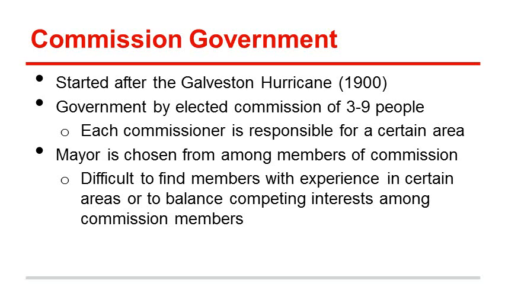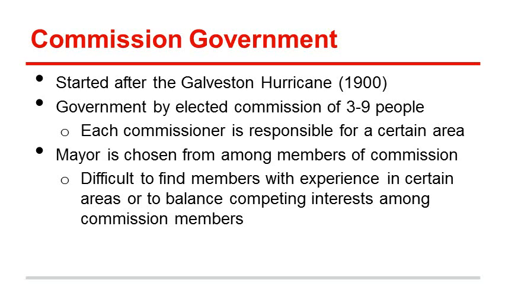The second form of city government is called commission government. It started in Texas after the city of Galveston was destroyed by a hurricane in 1900. The government was an elected commission of 3 to 9 people, with each commissioner being responsible for a certain area, like sanitation or transportation. The mayor is chosen from members of the commission.